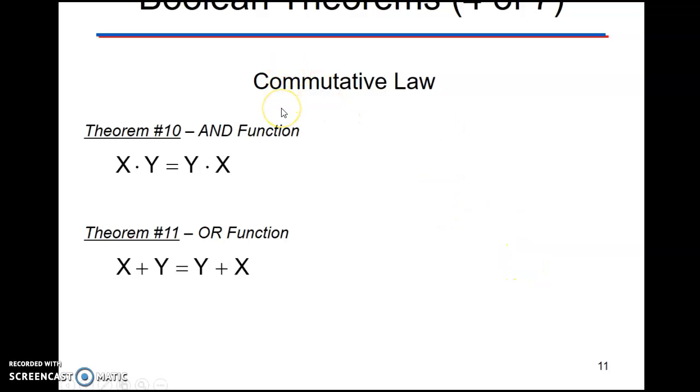A couple other things that are pretty common from just basic algebra. The commutative property or law still exists. Okay, if I have x and y, it's the same thing as y and x. Same thing happens if I have x or y. It's the same as y or x.